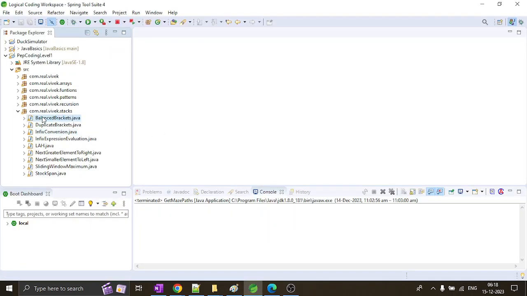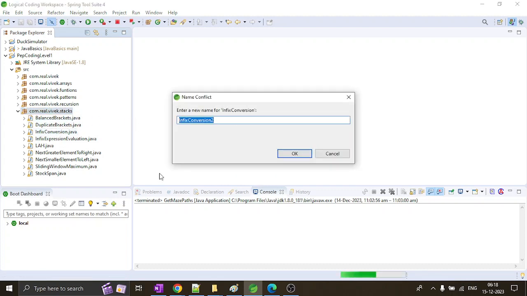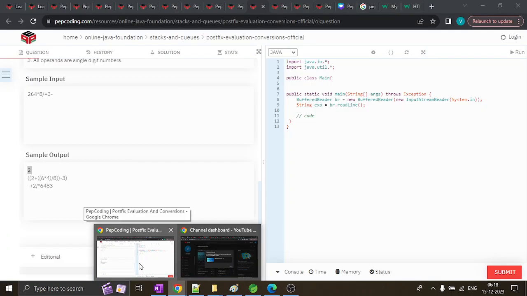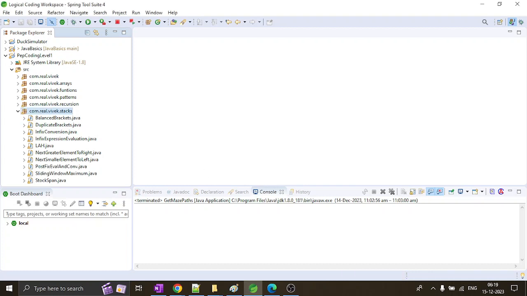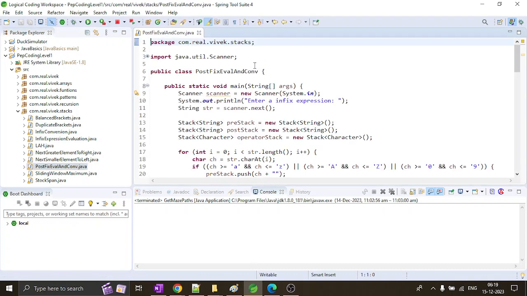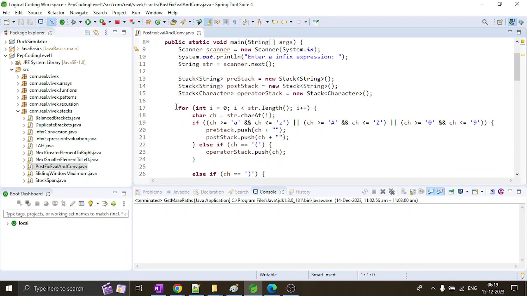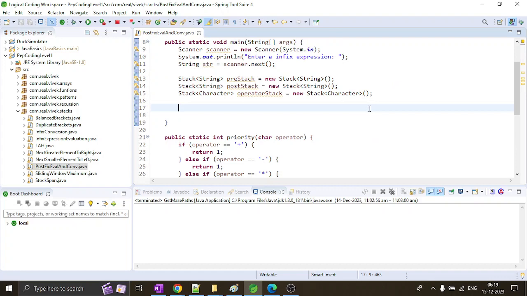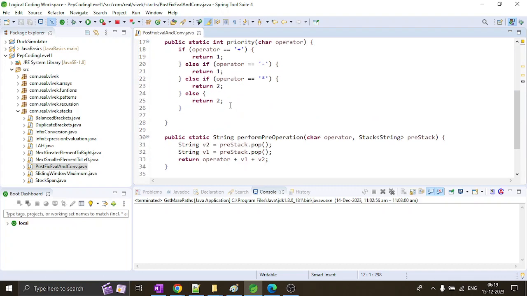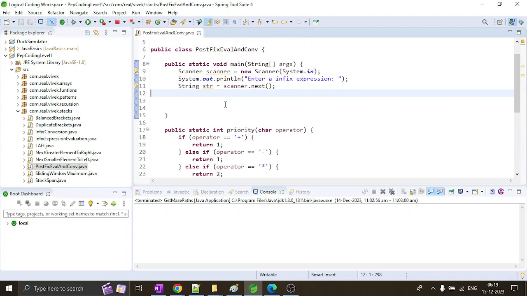We are going to have 3 stacks. So the question is postfix evaluation and conversion. So we will get rid of all these.